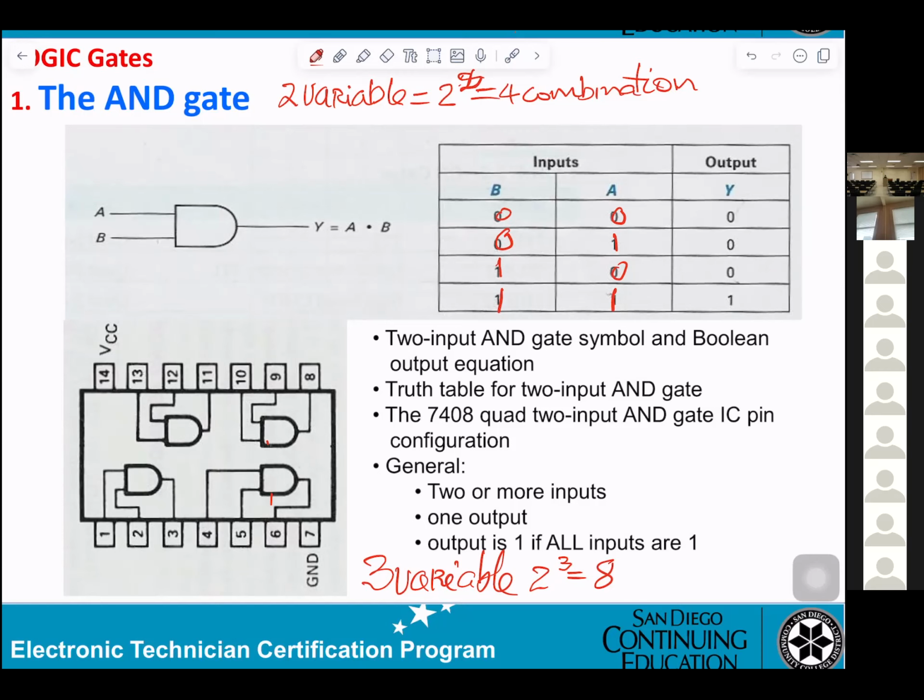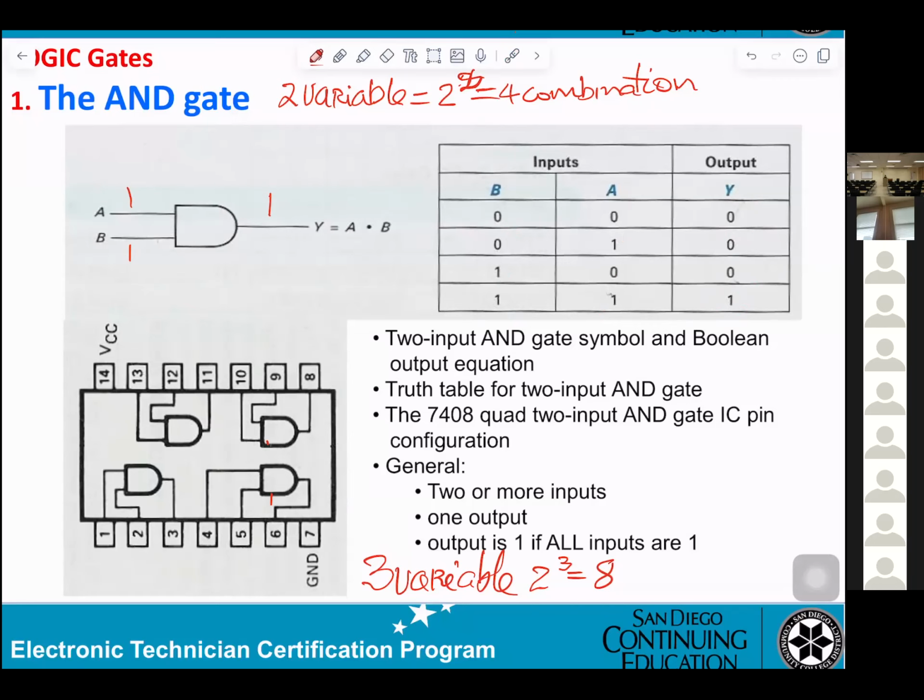Okay, now, if you're looking into that table, 0, 0, output 0. 0, 1, output 0. 1, 0, output 0. 1, 1, output 1. That only tells you if you get a 1 here and 1 here, then output equals 1.